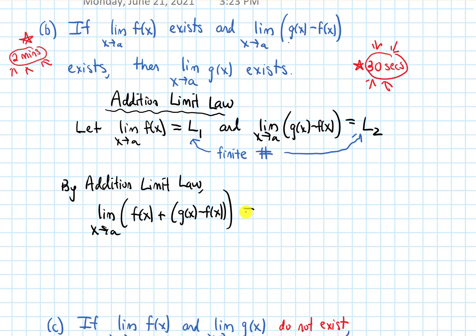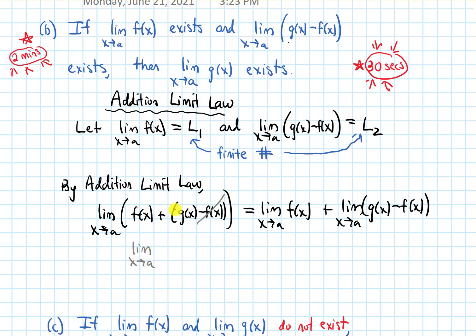It tells me that that is going to be equal to the limit as x approaches a of the first function, f of x, plus the limit as x approaches a of g of x minus f of x. Okay, and then if I simplify the left-hand side, what I get is the limit as x approaches a of, the f of x's cancel, and I just get g of x. That's the limit I'm trying to say something about.